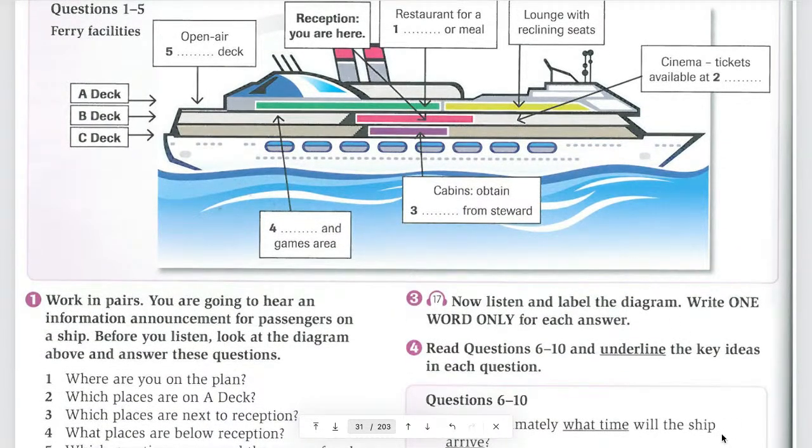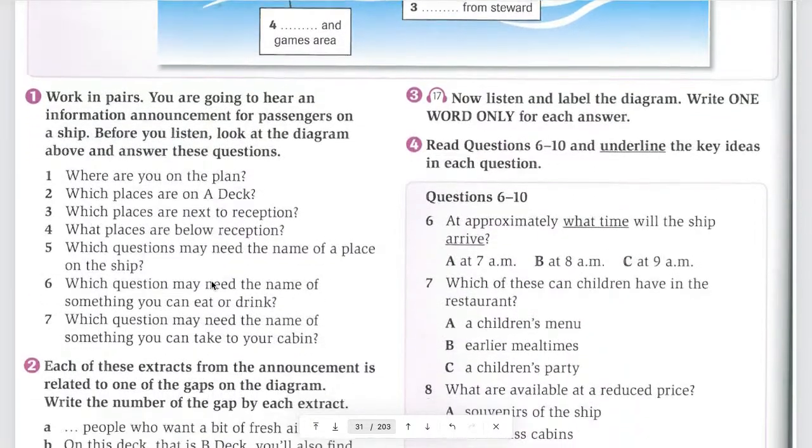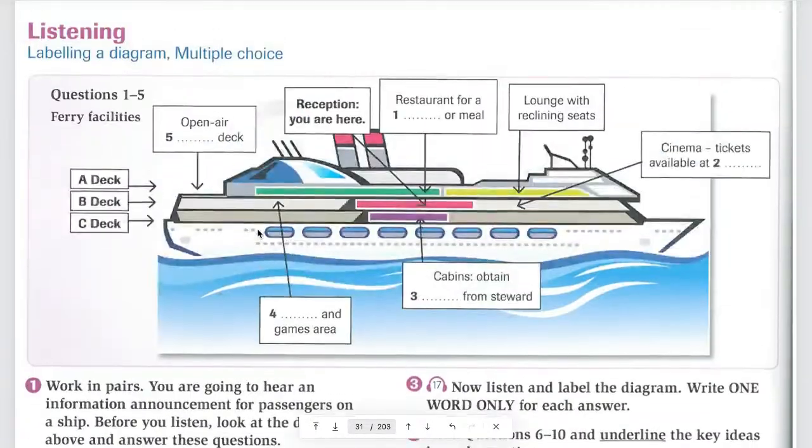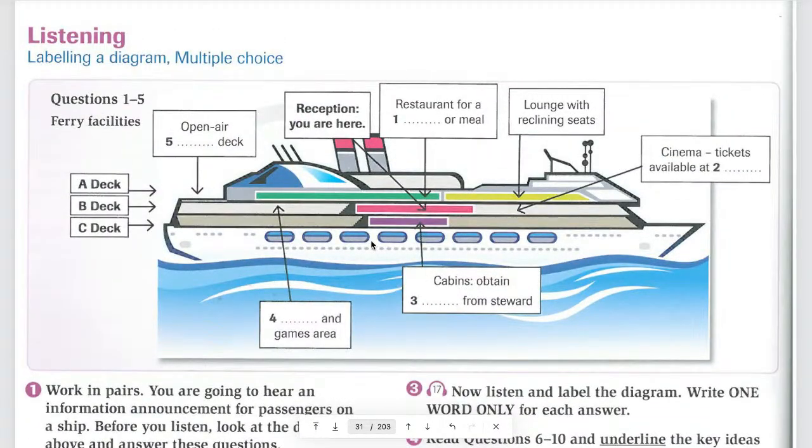Okay guys, now did you discuss with each other? Not finished? Go on, discuss with each other fast. For example, where are you on the plane? Where are you? On the ship. Of course, you must be in the ship. Where? In the cabin? No, where? Open air? You in the air?